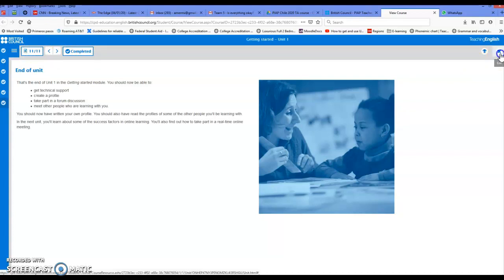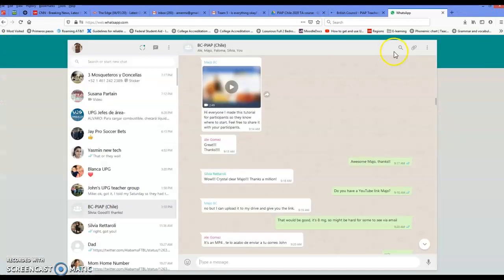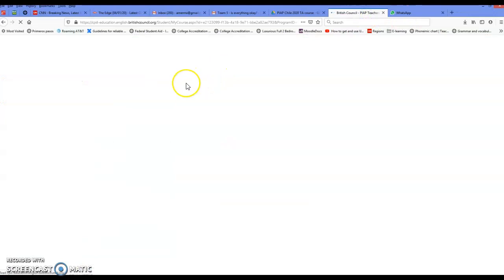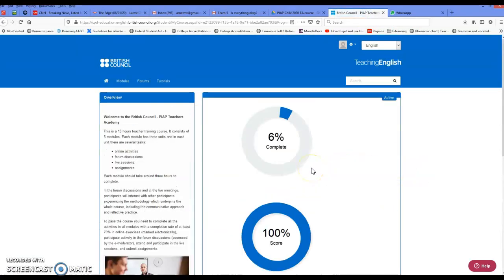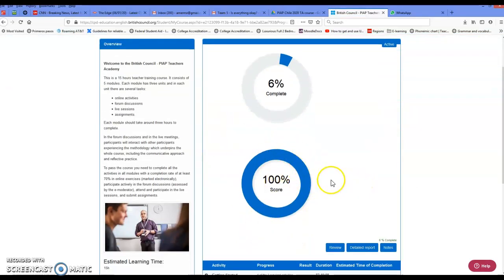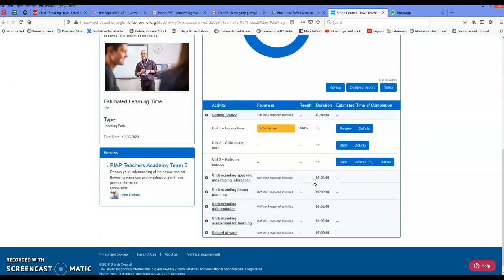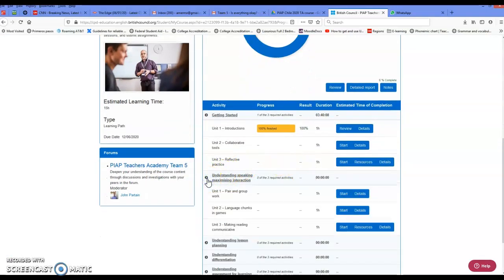Okay, so you close that, and then that takes you back here to your page, and this is your overall course completion, and this is the score that you got. Okay, so basically where we are now is all of these units were for last week, and this is what we're working on this week.